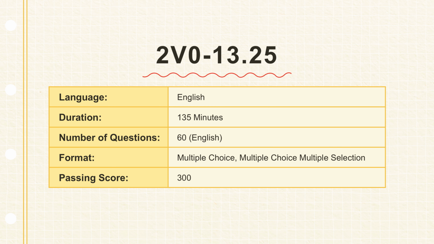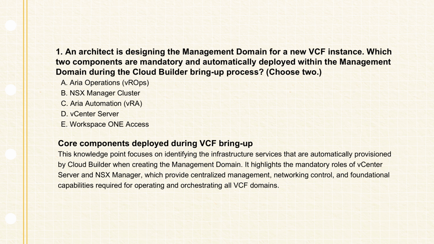Okay, let's unpack this. I want to start with the very first brick in the wall. You can't have VCF without first standing up the management domain. Right. So what are the mandatory auto-deployed components that Cloud Builder forces you to deploy from day one? When you look at that management domain bring up, that's the critical moment where VCF establishes its control plane. It's the beginning of everything. It is. It mandates two specific core services. And these aren't optional features you can skip. They are intrinsic to the very definition of a standardized software-defined data center.